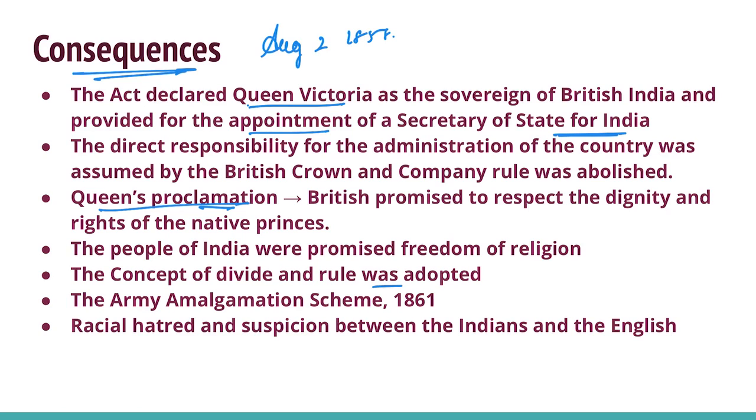The concept of divide and rule was adopted, with separate units being created on the basis of caste, community or region. Recruitments were made from the martial races of Punjab, Nepal and the northwestern frontier, and these people proved to be loyal to the British during the revolt. The Army Amalgamation Scheme of 1861 moved the company's European troops to the service of the crown. All the higher posts in the army and artillery departments were reserved for Europeans, and Indians were not eligible for them.